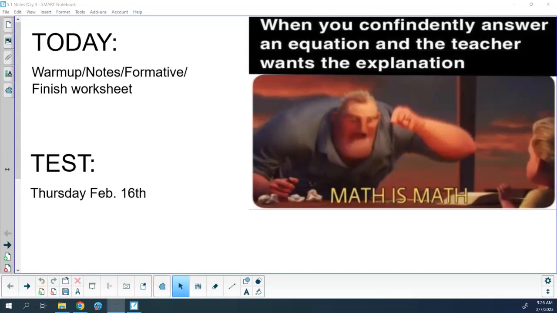Okay, so the schedule for today, we'll have a warm up here momentarily. Then we'll do a couple of quick notes. You'll need out your identities pink sheet. Then we're going to take a formative, and then you'll have time at the end to work on finishing up the two worksheets, because I handed out a second one for you today. So there should be a 5-1 trig identities practice and a 5-1 trig identities worksheet.